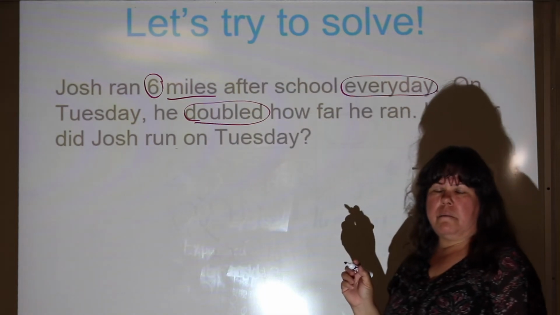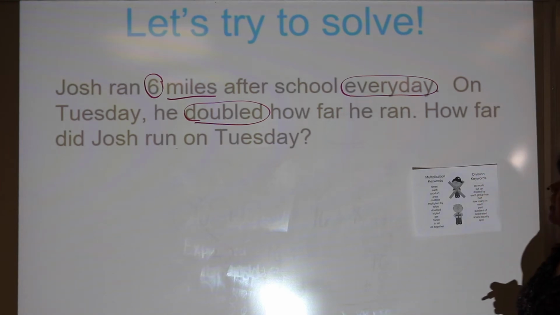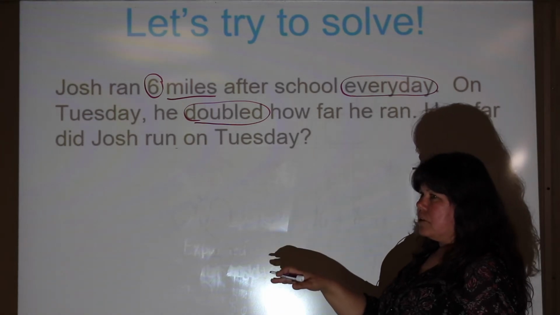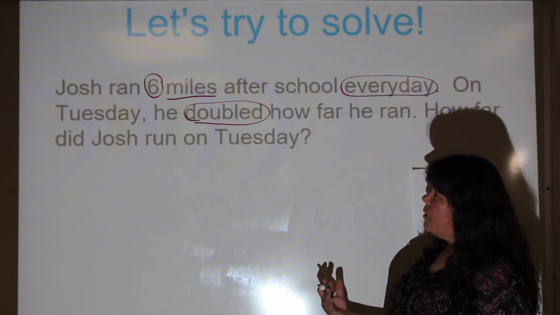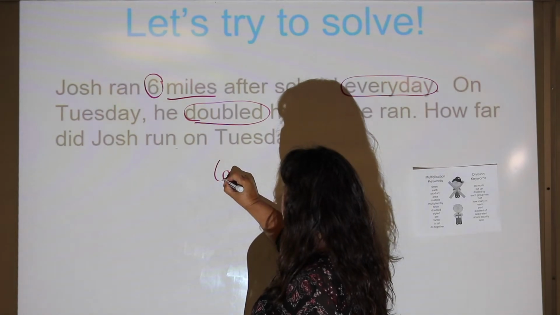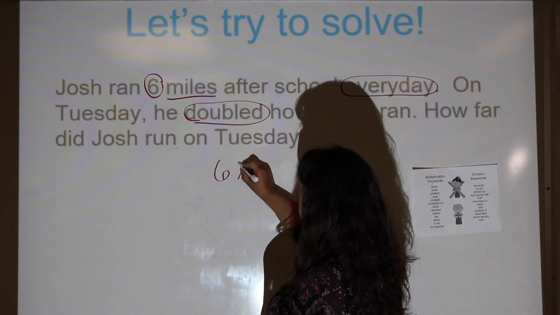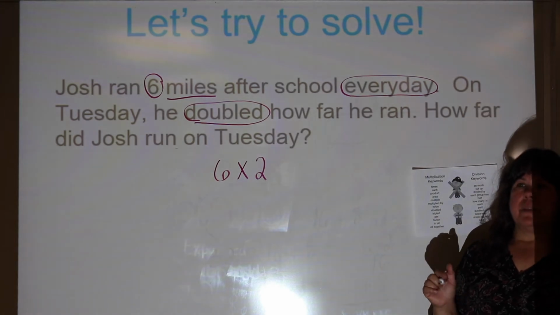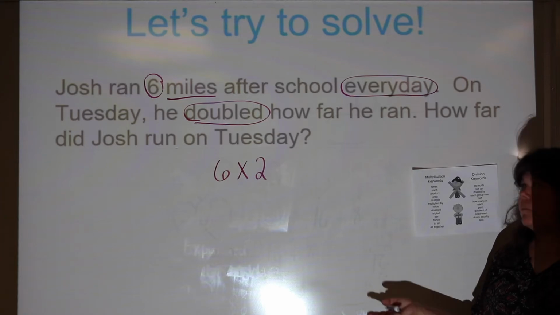Do you know what doubled means? It means he's done it twice, 2 times. How far did he run on Tuesday? So if he runs 6 miles on Monday, 6 miles normally on Tuesday, 6 miles on Wednesday, Thursday, Friday, every day he's doing this, and he's going to double only on Tuesday, then I am going to have Josh running 6 miles, and then he's going to double that. That means times 2 is what that means when you double something. Because think about it, if I have 3 cats and I double how many cats I have, that means I have 3 plus 3 more.